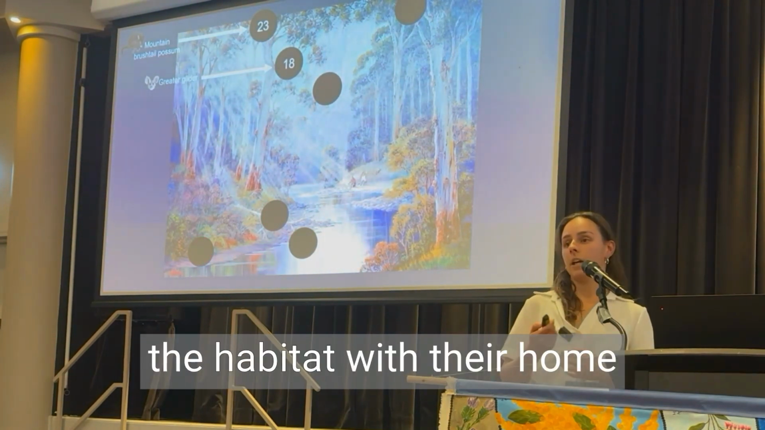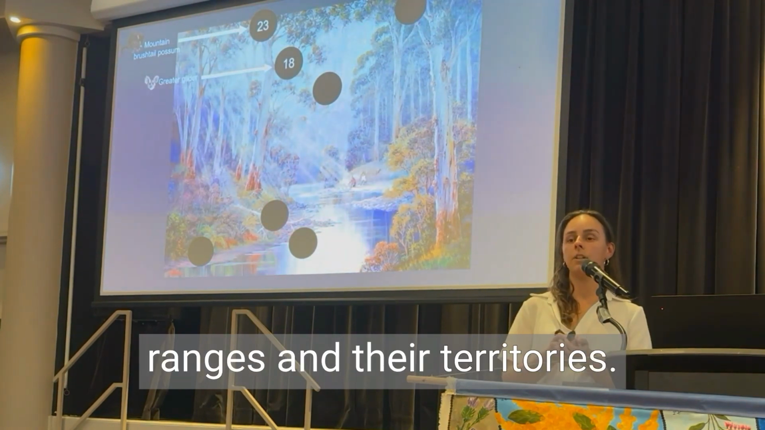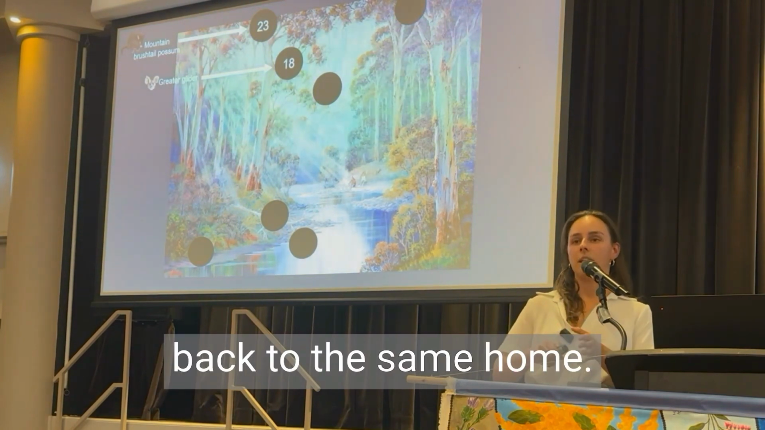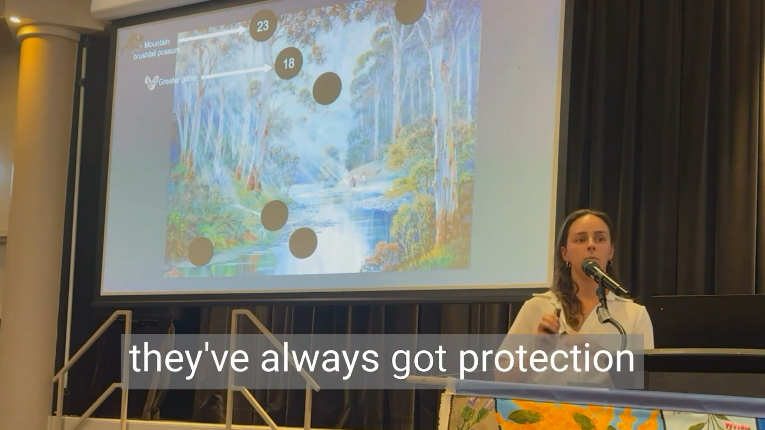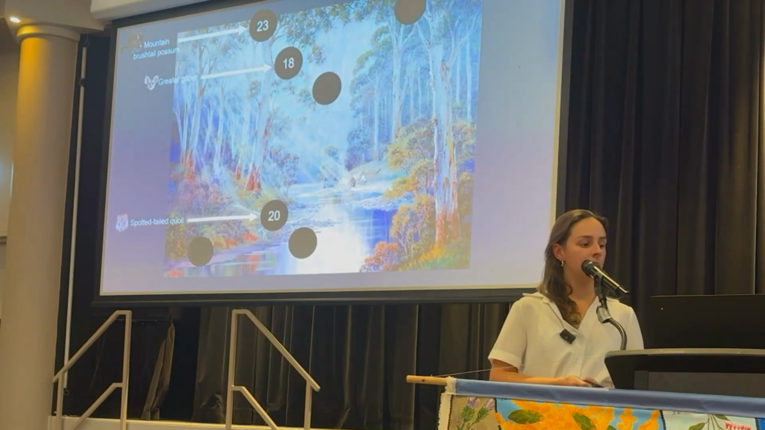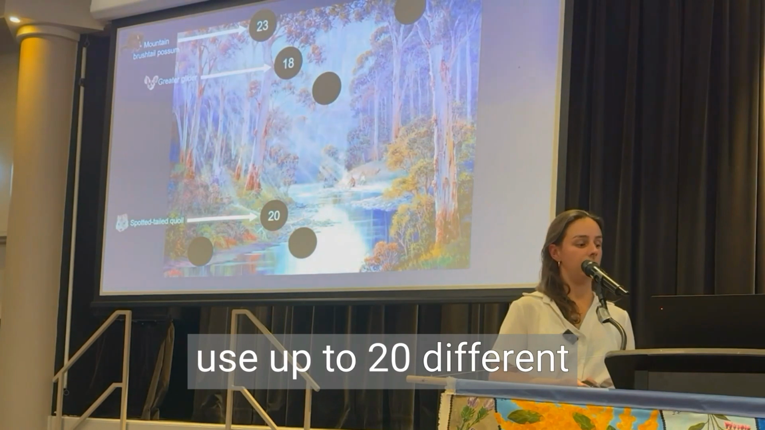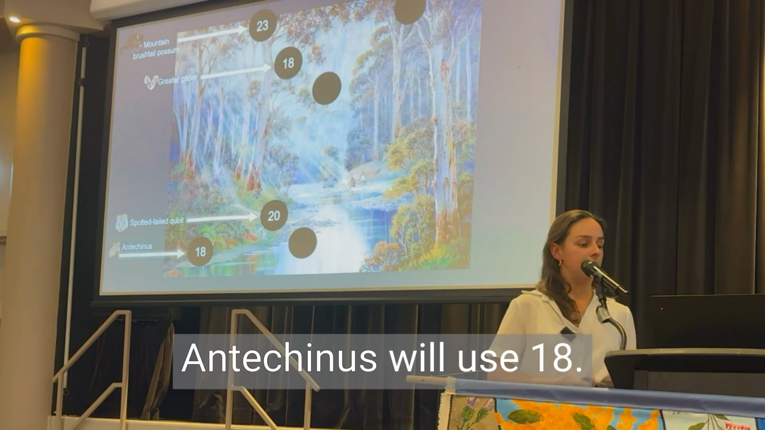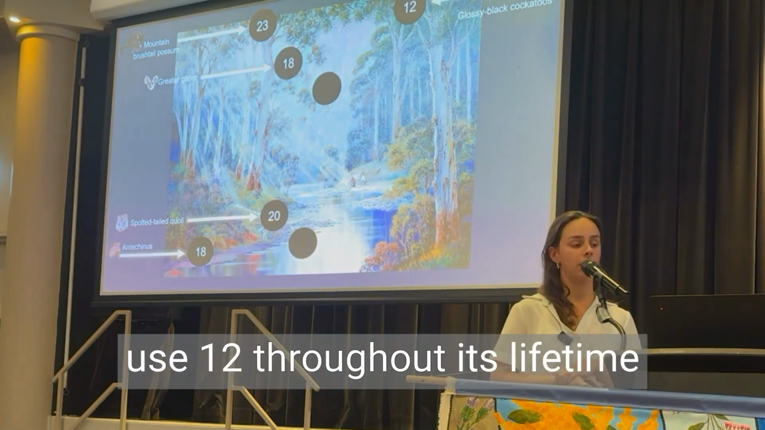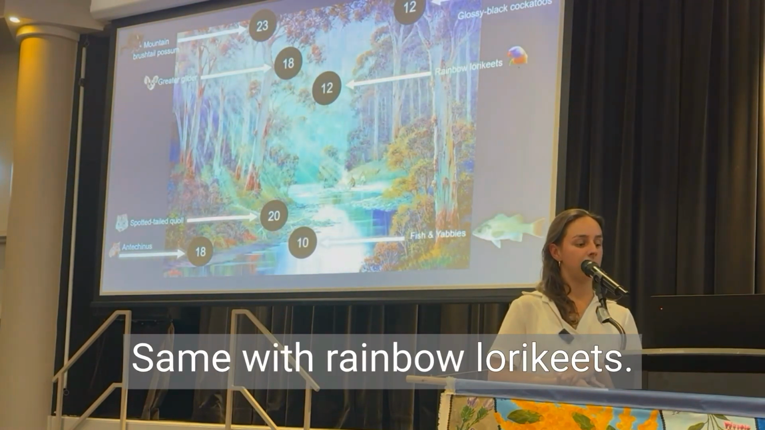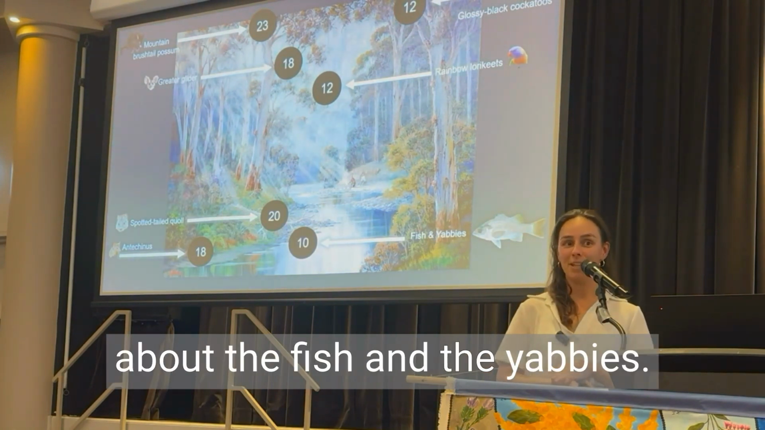They're moving through the habitat with their home ranges and their territory. They don't want to have to keep moving, going a kilometre journey back to the same home. They've got multiple homes and always got protection somewhere from wherever they are in the landscape. Spotted-tailed quolls will use up to 20 different dens as well, and caves, but also hollows too. Antechinus will use 18. Glossy black cockatoo might use 12 throughout its lifetime for different breeding events. Same with rainbow lorikeets.